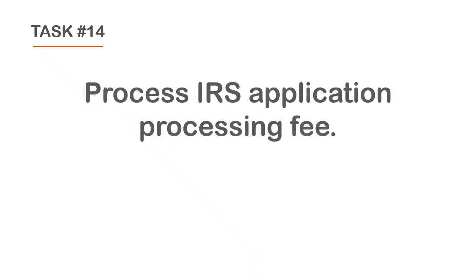Task number 14. Process the IRS application fee. So the IRS charges a fee, of course, to process your application. As of the recording of this webinar, the fee is $600 for the long version, which is the only version that I use. So it's $600 for the IRS to process the application. And again, one of the demonstrations that I will show you in the ebook through a link is how to get to that payment page in the Form 1023.